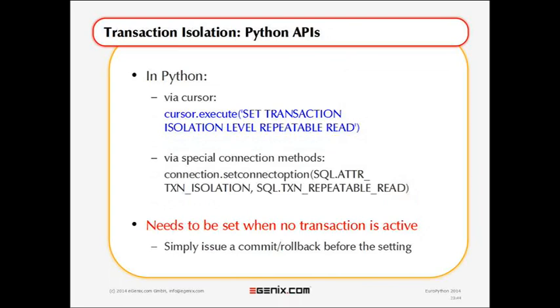So how do you do this in Python? There are two ways to do this. Well, actually, there are three. You can usually have an option in the connection settings that you can set to set a default isolation level. But you can also do it dynamically in your application, and you can actually do it on a per connection basis. So you can have multiple connections to your database and different isolation levels. You can run a statement, set transaction isolation level, for example, or sometimes some database modules have special ways of directly setting the option on the connection.